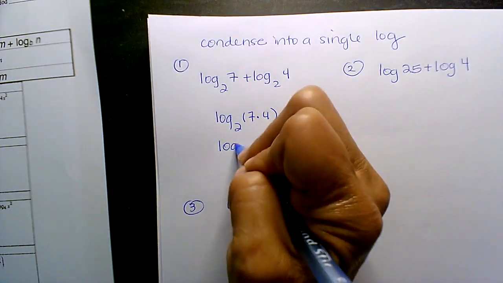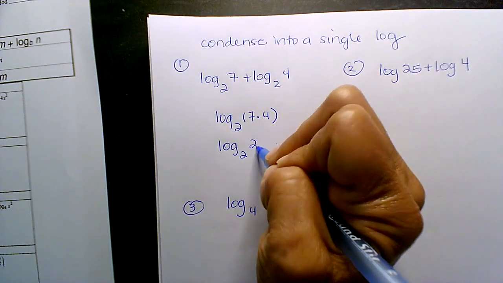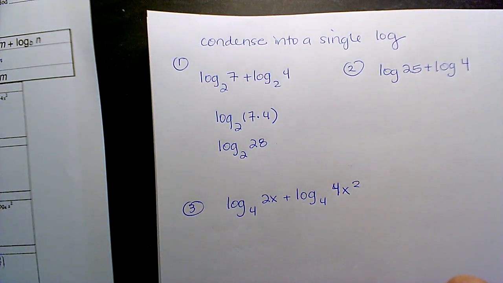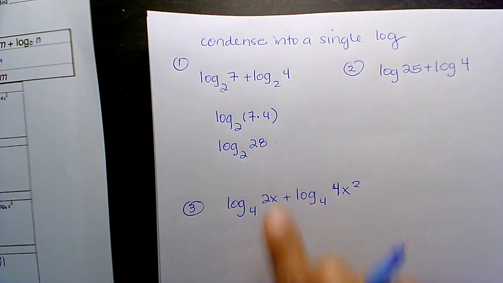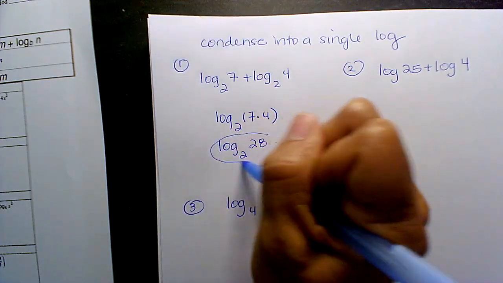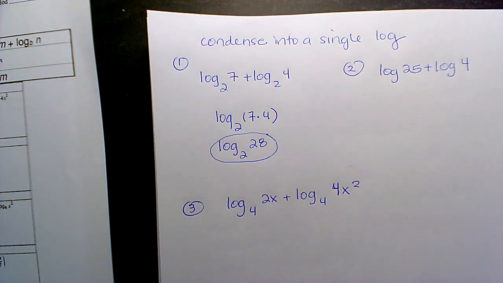So then log base 2, 7 times 4 is 28. I don't think they want us to evaluate it, because it says simplify, not evaluate. So then this would be your end. That's it.